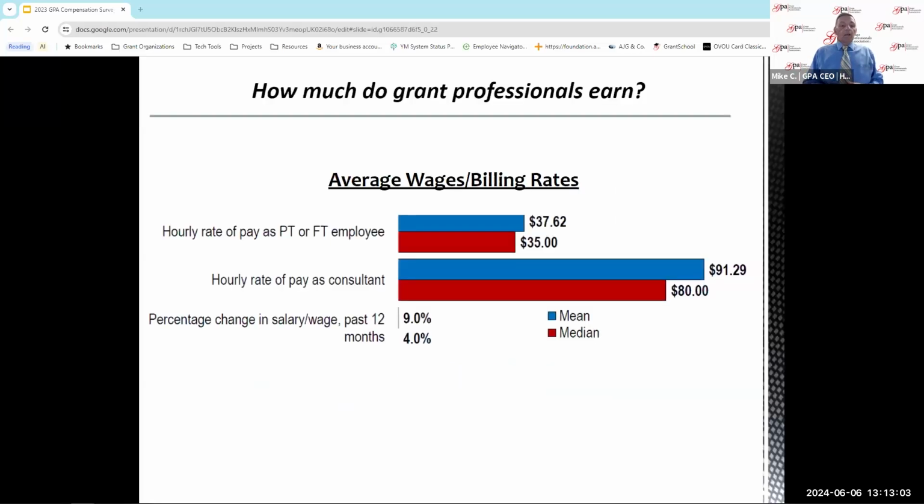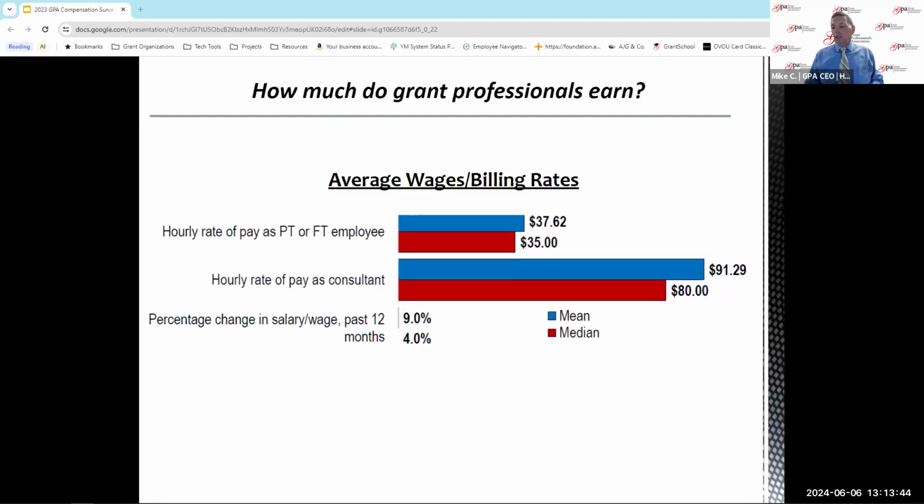So as we looked at the hourly pay rate or wage equivalent for employees, including part and full-time, it's a mean of $37.62 and a median of $35 per hour. So this represents only a small change in the mean and a $1.35 per hour increase in the median since 2021. So this figure is calculated each time using the wage response from exempt individuals paid by an hourly wage and dividing the annual salary by total hours worked during the year.